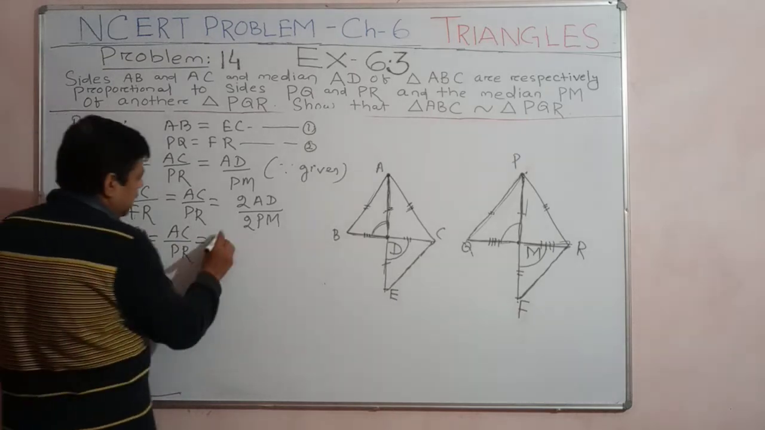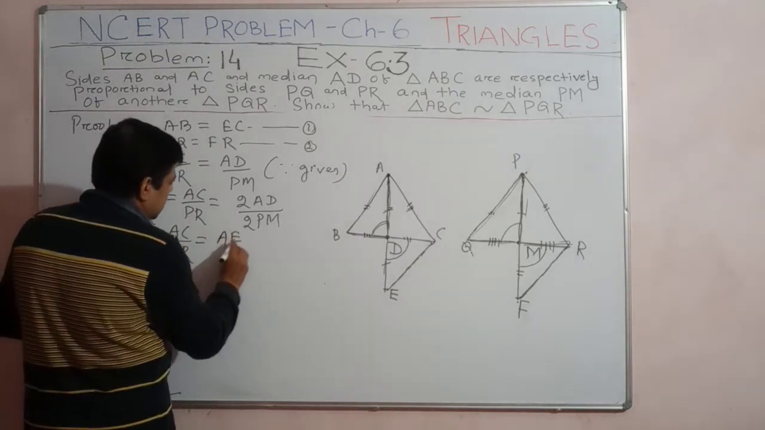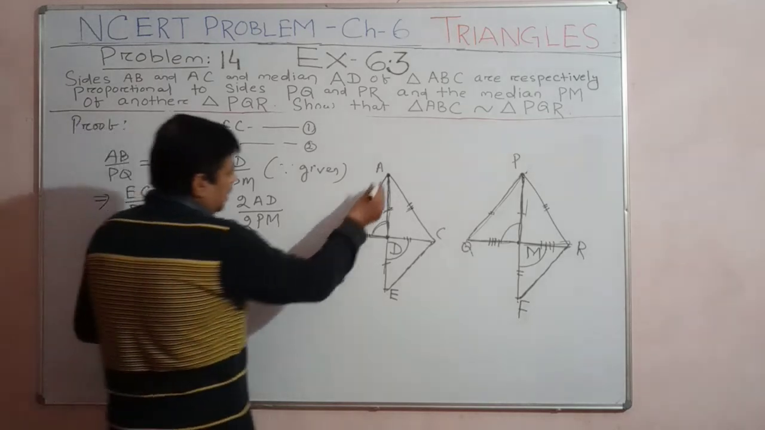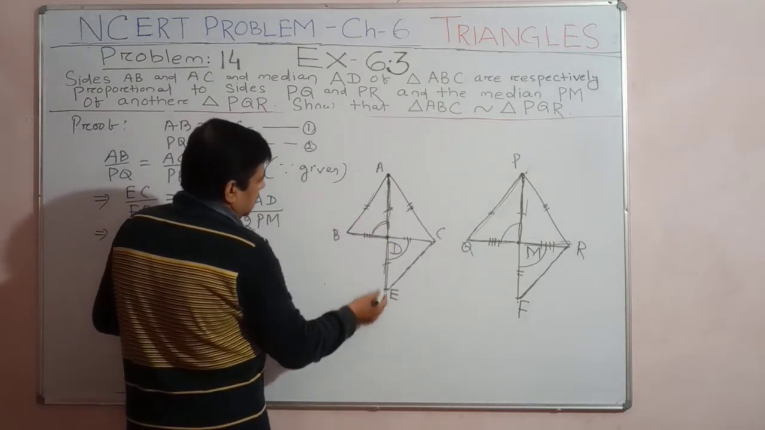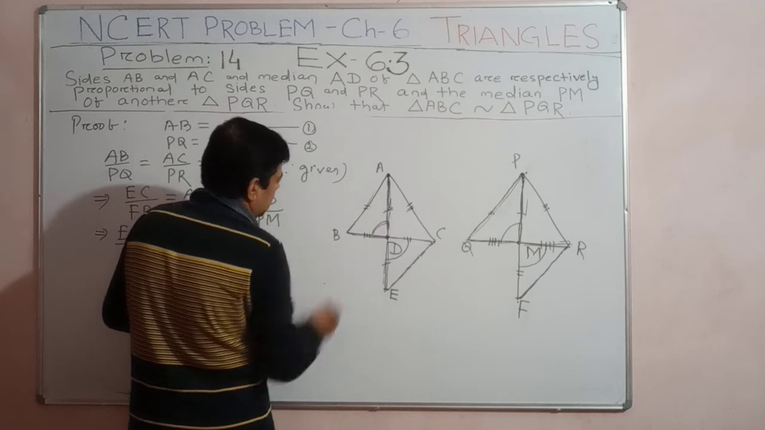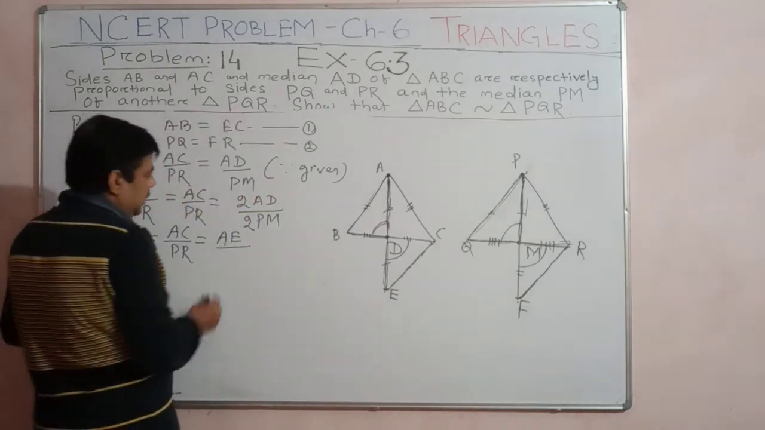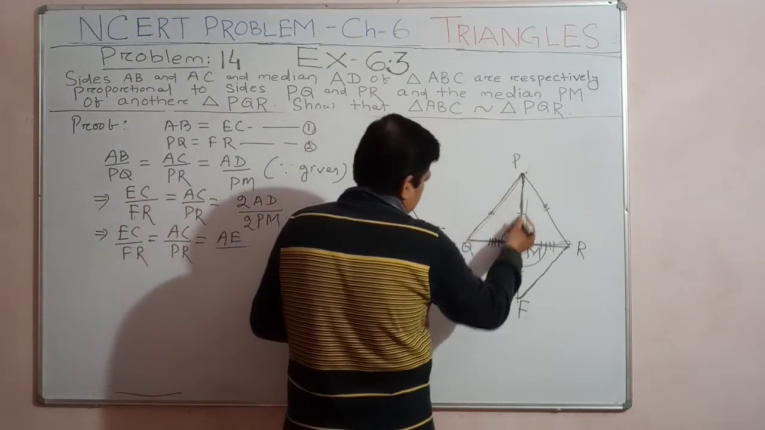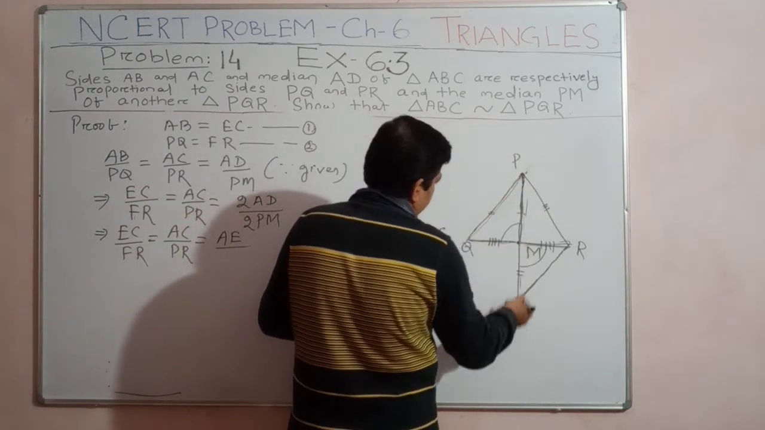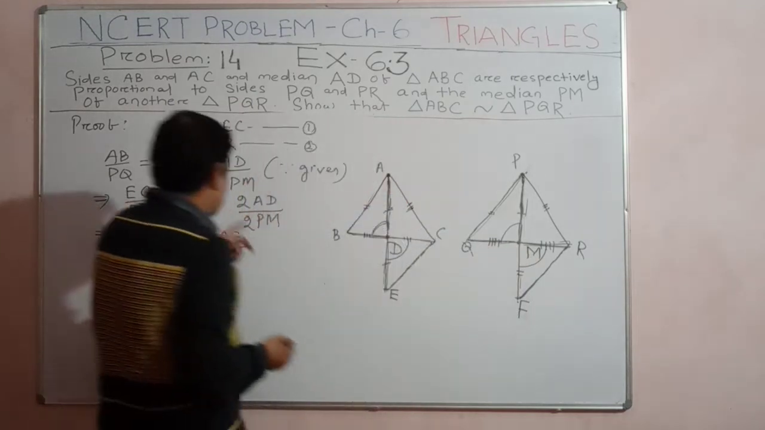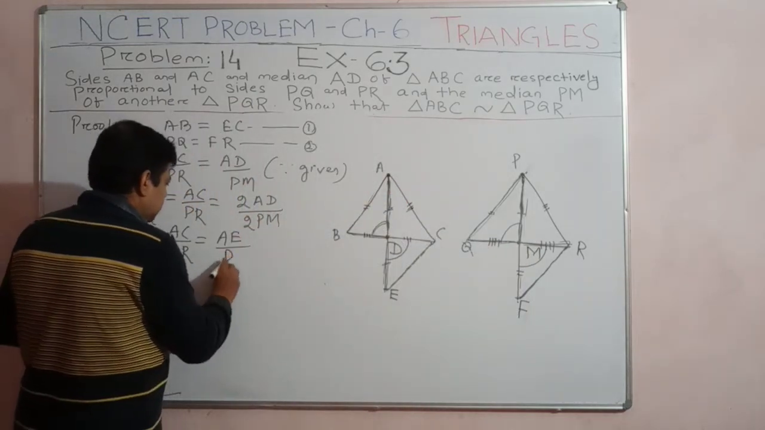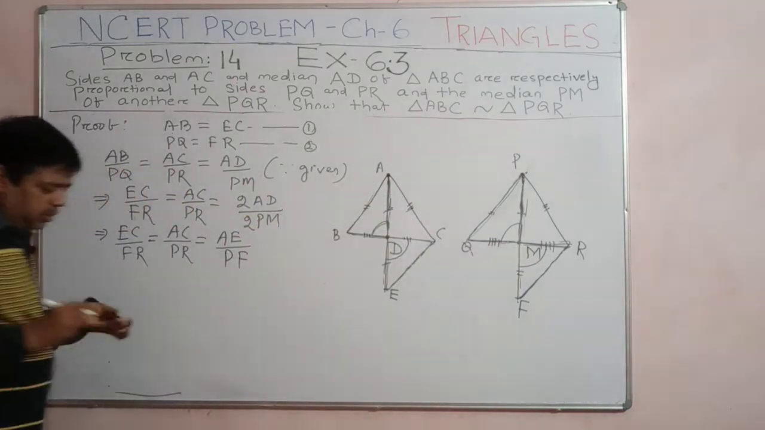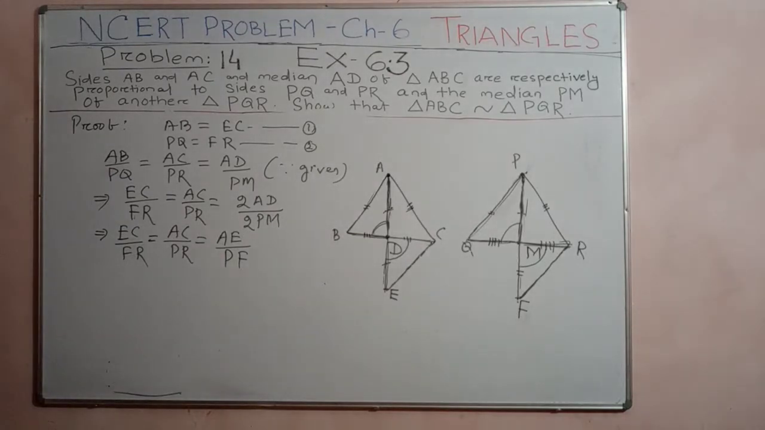Twice AD means what? As per the construction, we have already done AD is equal to DE. That's why twice AD is equal to AE. Similarly, since according to the construction PM is equal to FM, PF is equal to twice PM. So twice PM is equal to PF. We got another important point. Yes or no?